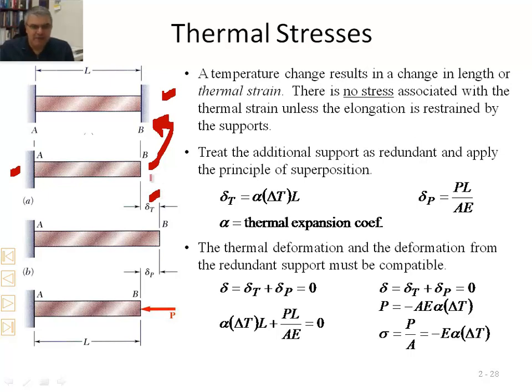So if B is free to move. Also, if we restrain B, we restrain the support at B, there would be a reaction P. So simply I replace the structure up here by the length L under the application of delta T. When I increase the temperature of the system by a delta T, there would be a reaction P at point B as a result.